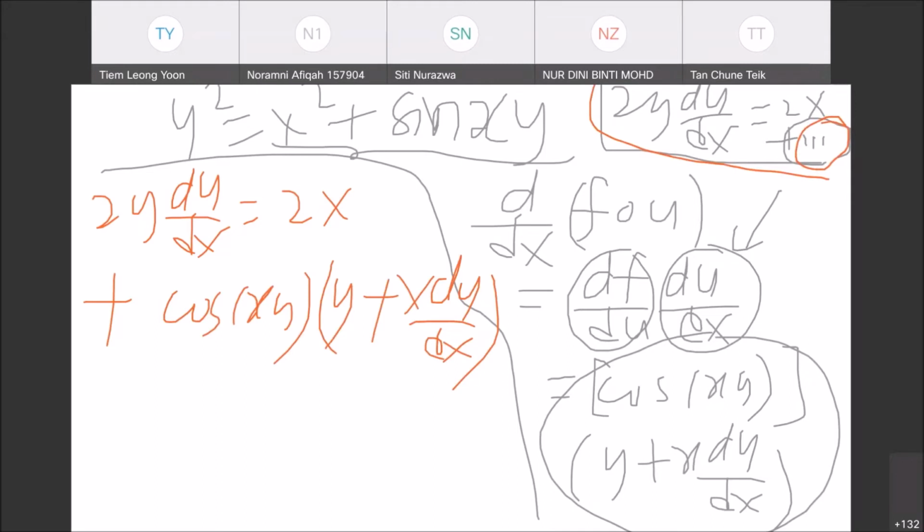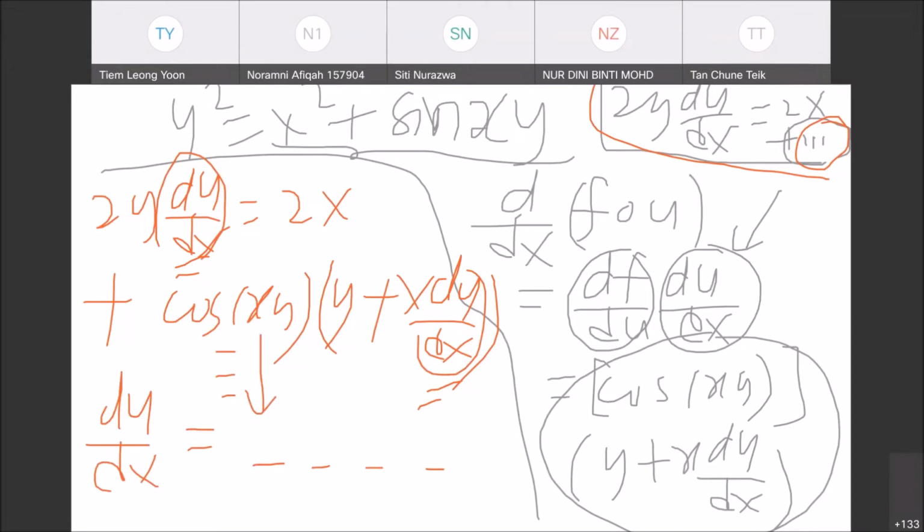Now I have the left hand side containing an expression of dy/dx, and the right hand side also contains an expression of dy/dx. So my job is to extract dy/dx on one side, and then work out the expression on the right hand side. Try to do this yourself. I'm not going to do it, to avoid any stupid mistakes on the screen. You have these expressions, then you arrange them, and you will be able to express dy/dx as a function of x and y.